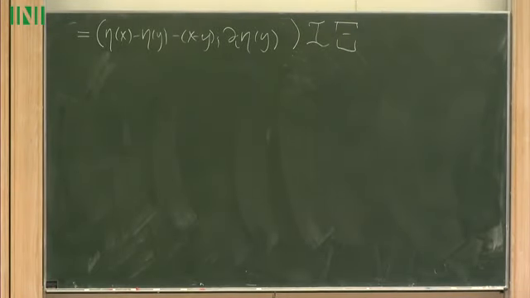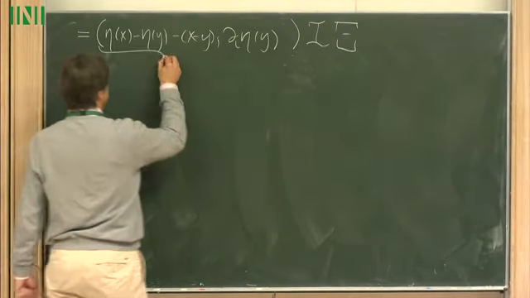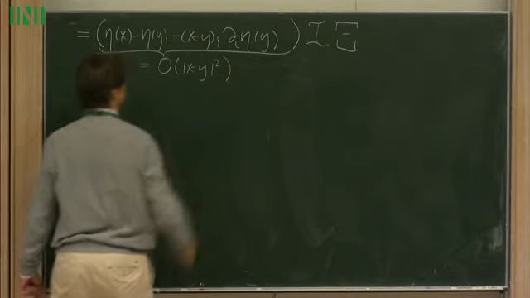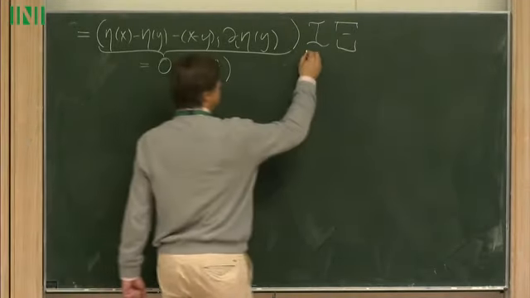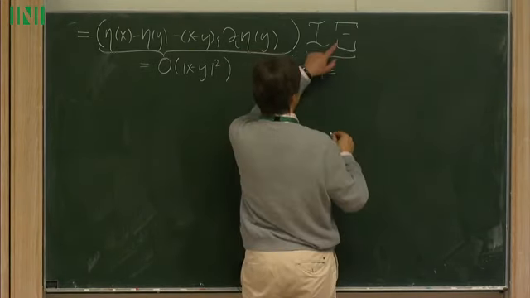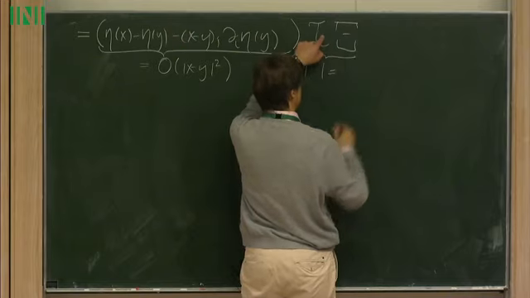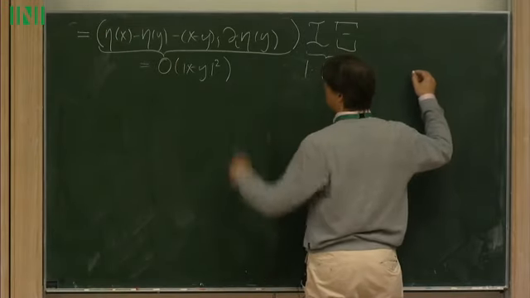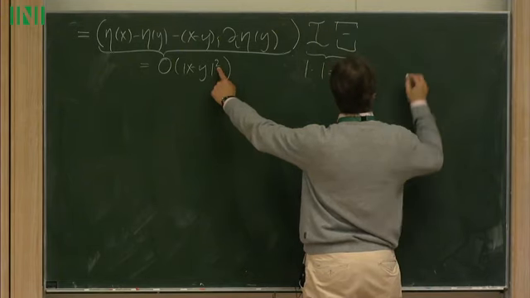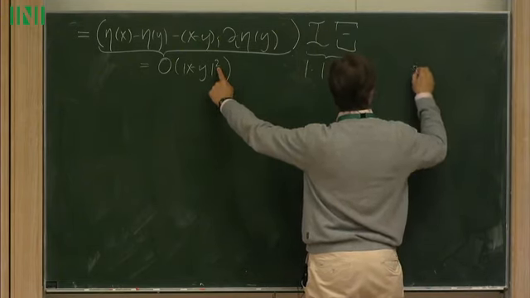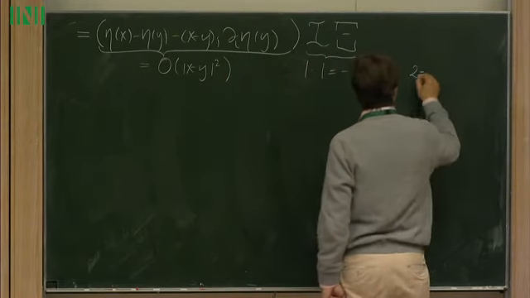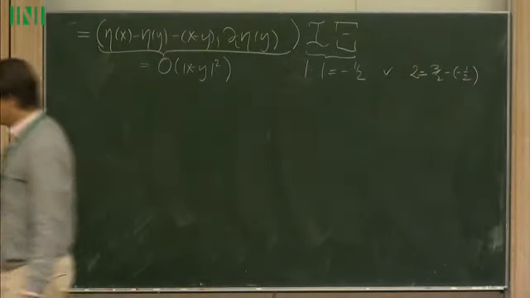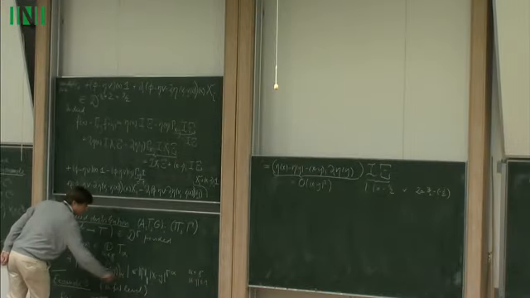Now that's a good term, because by smoothness of eta, I know that this is of the order of x minus y squared. The homogeneity of this guy is minus 5 over 2 plus 2, so minus 1/2. And indeed, that's the exponent which I would expect, because 2 is equal to 3/2 minus 1/2. So that component satisfies the continuity condition.